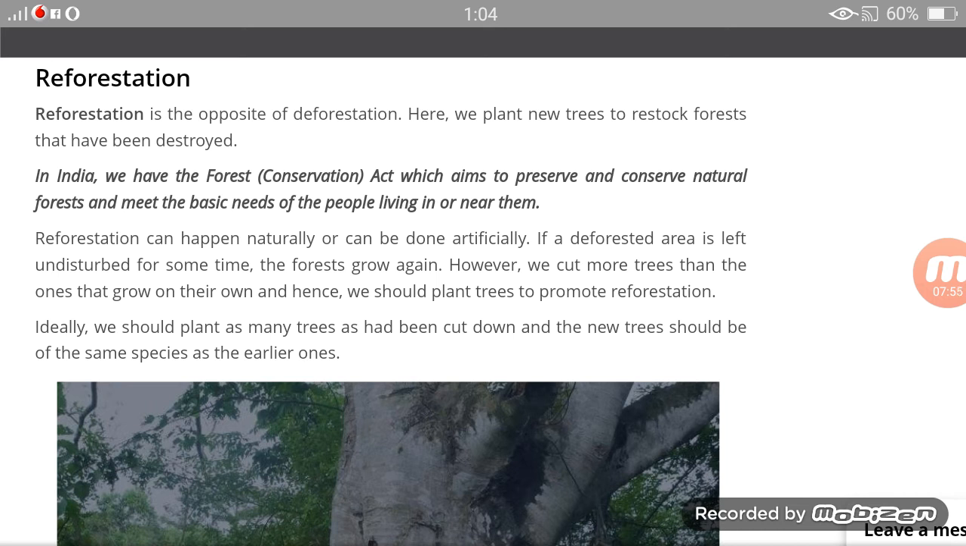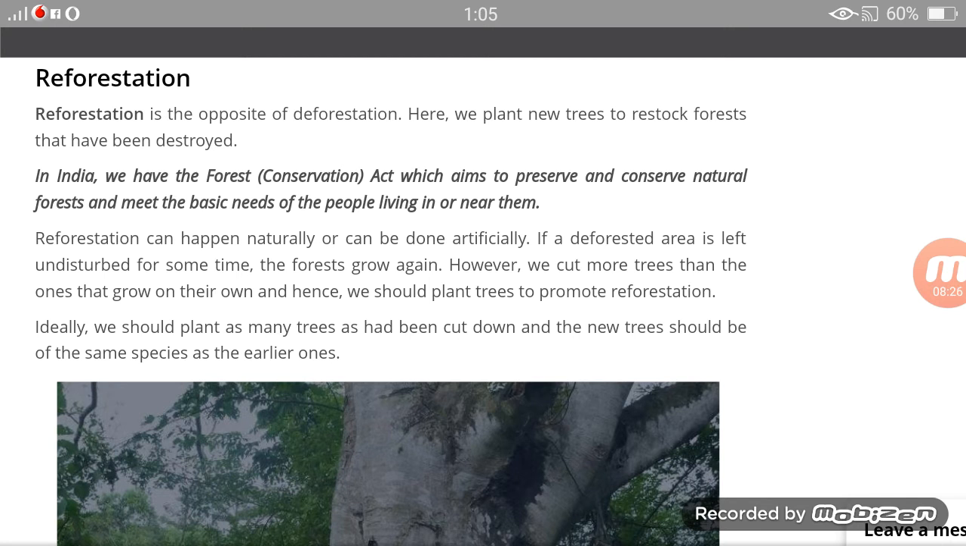Reforestation. What is reforestation? Reforestation is the opposite of deforestation. So reforestation is the antonym of deforestation, and the synonym of migration is movement, as we have studied in the upper part. So reforestation is the opposite of deforestation. In deforestation, what we do, we cut down the trees on a large scale, and in reforestation we plant the trees where deforestation has taken place. So it is the opposite.